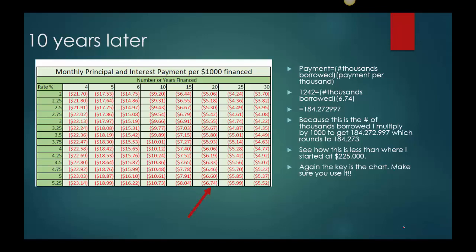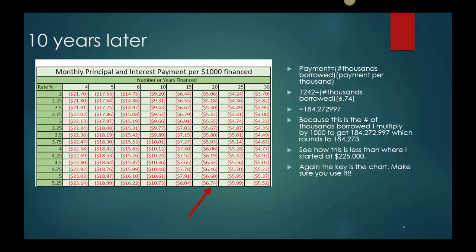So when I do that with the numbers we have, I'm paying $1,242 a month. I'm paying $6.74 per thousand. So I can do a division. So I put in my calculator 1242 divided by 6.74, and it gave me 184.272997. Okay, see how I kept all those decimals? I want you to do that too. Because this is the number of thousands we borrowed, right?